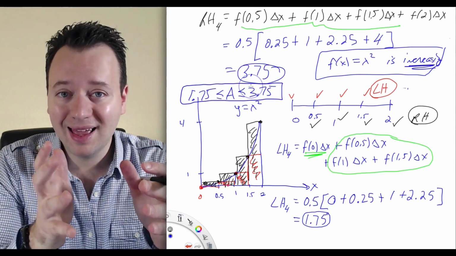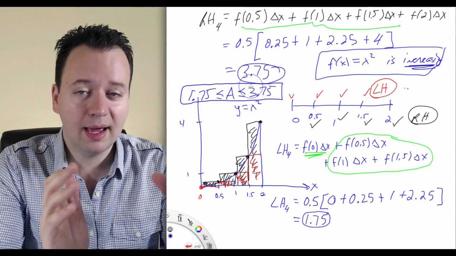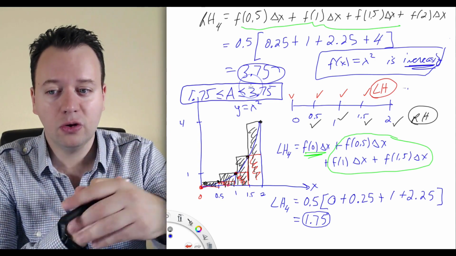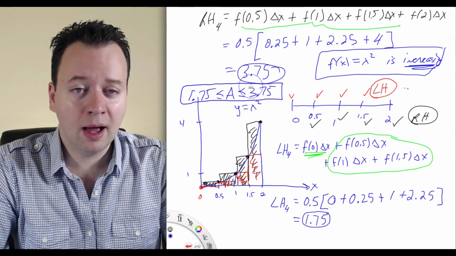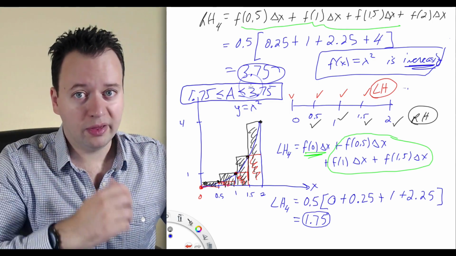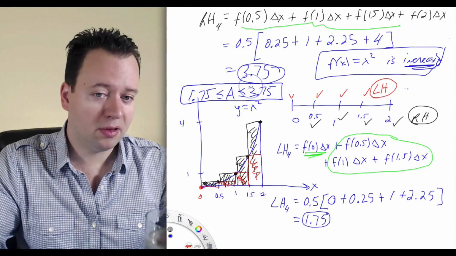If it's not increasing, that's not true. If it's not increasing or decreasing, you can't say anything, right? If it's going up and down, you can have both of them being overestimates or both being underestimates, depending on what the case may be. Only when you have an increasing or decreasing function can you say something like this.